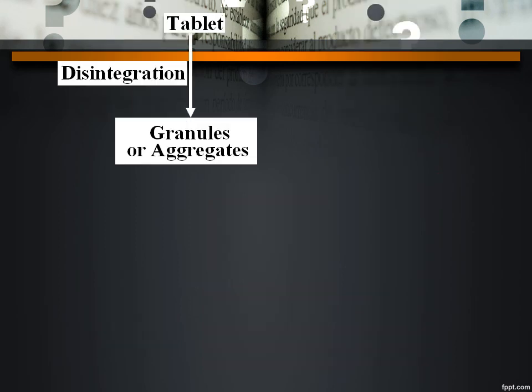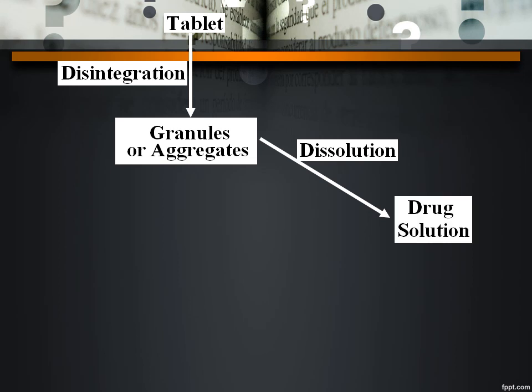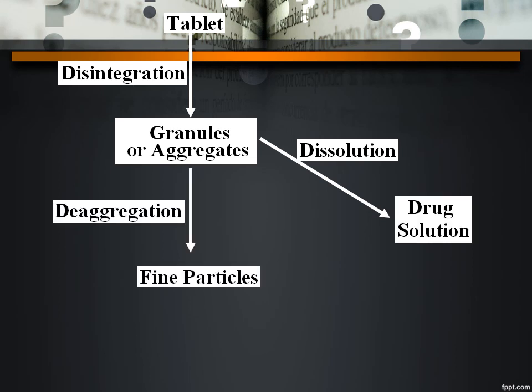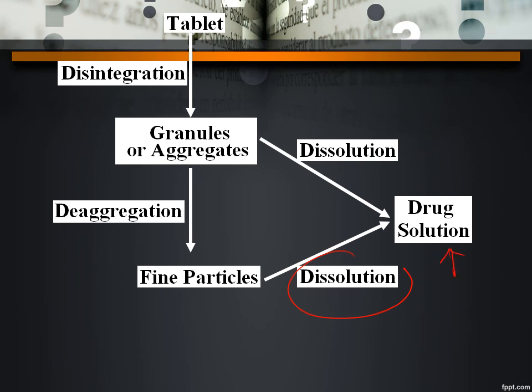Okay, so once again we recap the process of a tablet when it is ingested orally. When a tablet goes into your mouth, it needs to go through disintegration to generate granule aggregates, then they need to deaggregate to become fine particles. Okay, after they become fine particles, they need to dissolve into the drug solution.